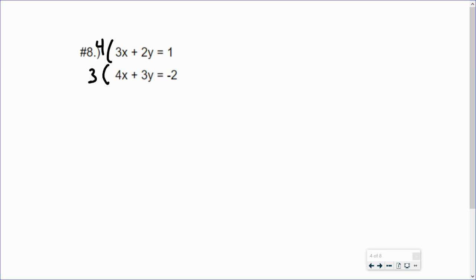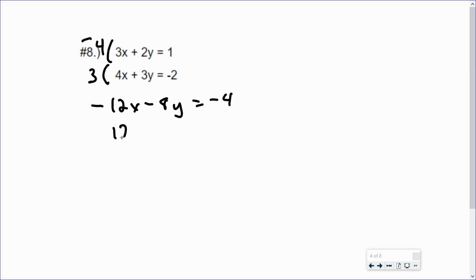And so I'm going to go through and multiply this. Let's change one of them to negative. Doesn't matter which one, but I'm going to. So now I multiply these. Now remember, I have to multiply every single number. -4 times 3 is -12. -4 times 2 is -8y. And -4 times 1 is -4.